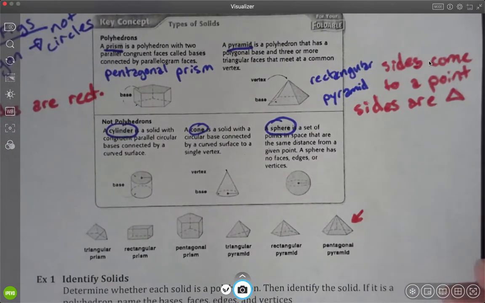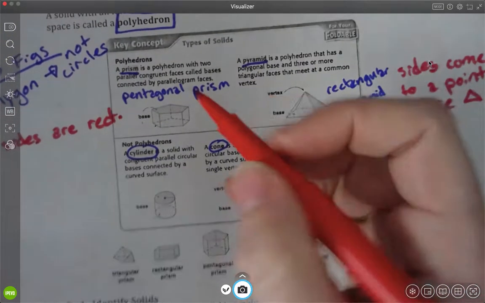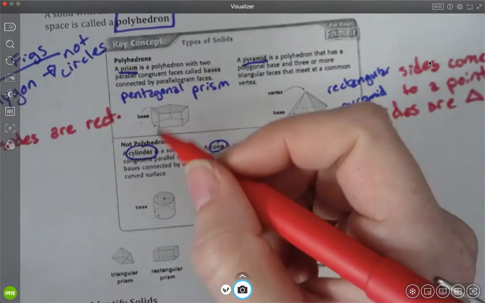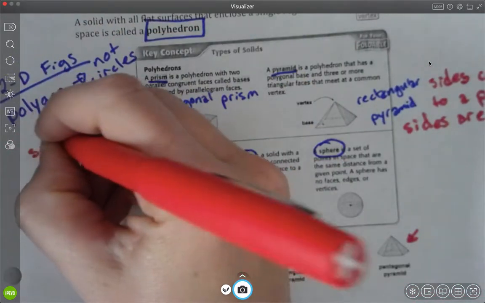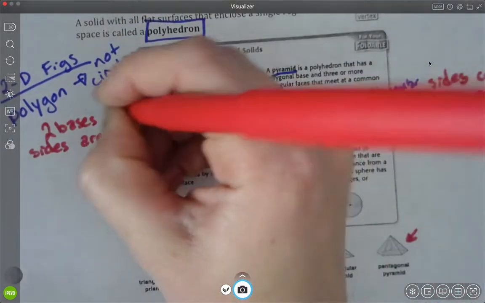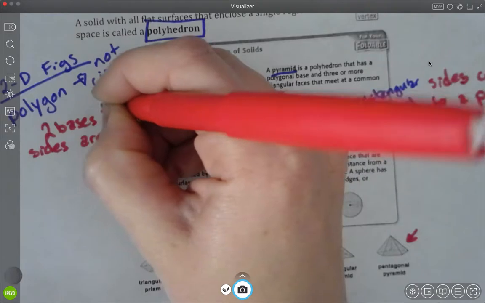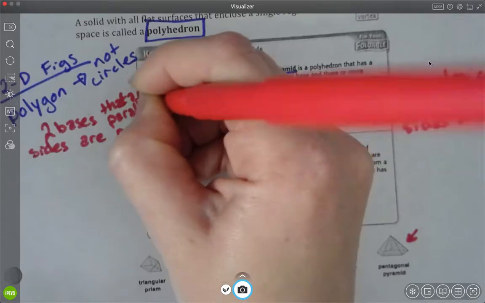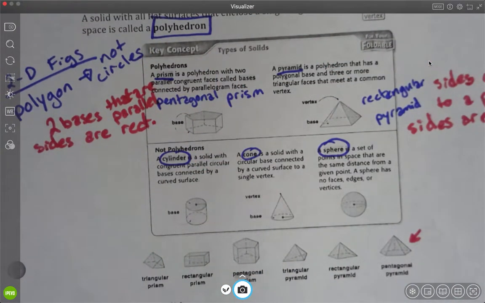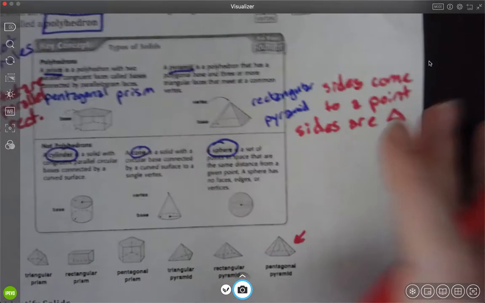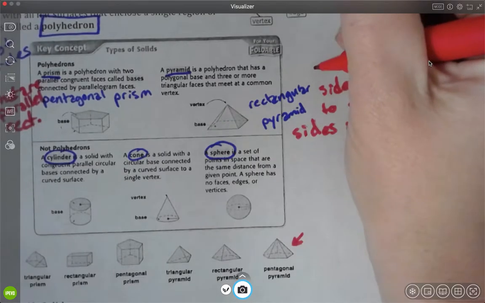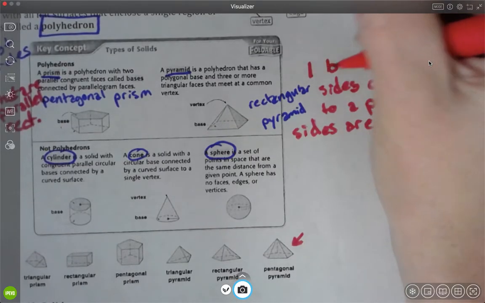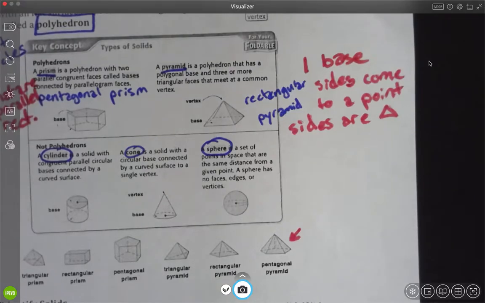Let's talk about how many there are. How many bases does a prism have? 2 bases that are parallel. The 2 bases are parallel to each other, meaning they're flat, even, flush with each other, right? What about the bases of a pyramid? 1 base, that's it. 1 base, the bottom, usually, right?